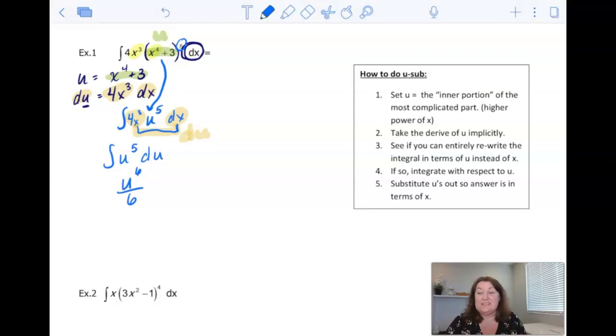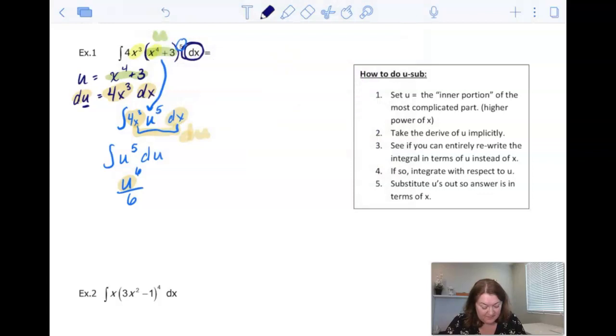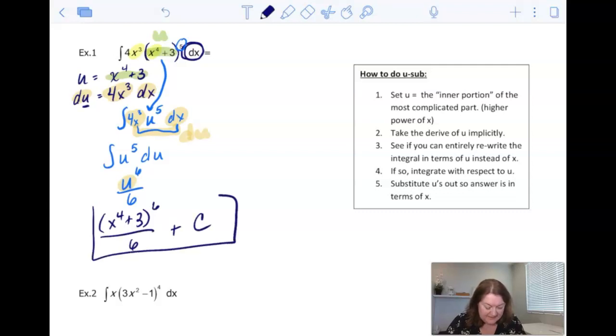So my next step is to substitute backwards. Now I'm going to take this u and substitute it back. So let me change my color back to the darker one. Now I'm going to turn this into x to the fourth plus 3. Go back up to the top, see how that's equal to u. And I'm going to make that to the sixth power over 6 plus c. And that's my answer. So we temporarily switch the letter into something easier.